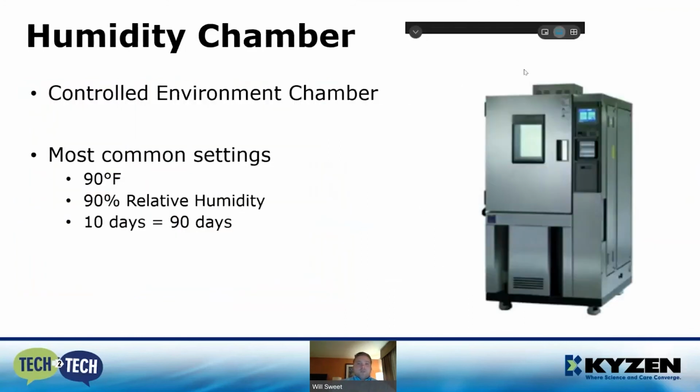This is an example of a humidity chamber. Labs all across the country, the world for that matter, use this to project out what kind of corrosion protection they're going to receive. Common settings are 90 degrees Fahrenheit, 90% relative humidity. And through a lot of testing, we figured out that basically 1 day in this chamber equals about 9 days in normal warehouse conditions.